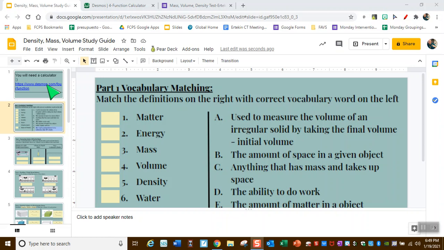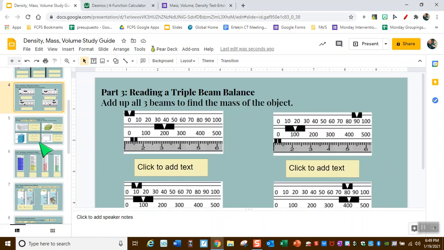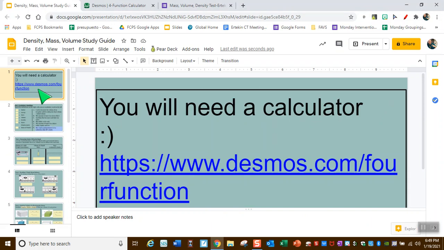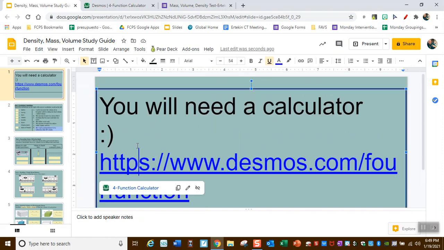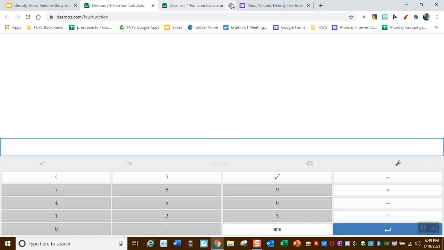Okay, we are going to do your study guide together. Okay, you need a calculator. So if you don't have a calculator on your phone or at home, make sure you go to Desmos, okay, and you use this calculator. You will use a calculator on your test too.